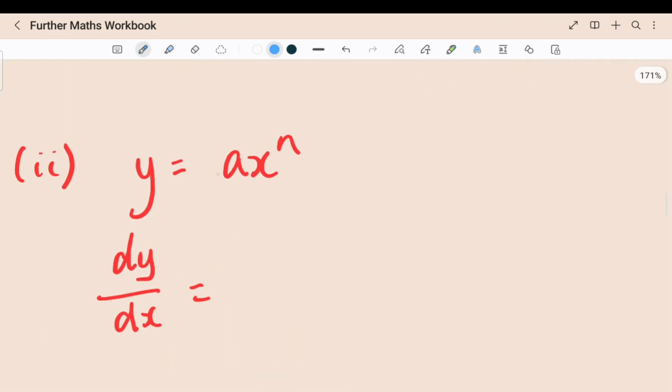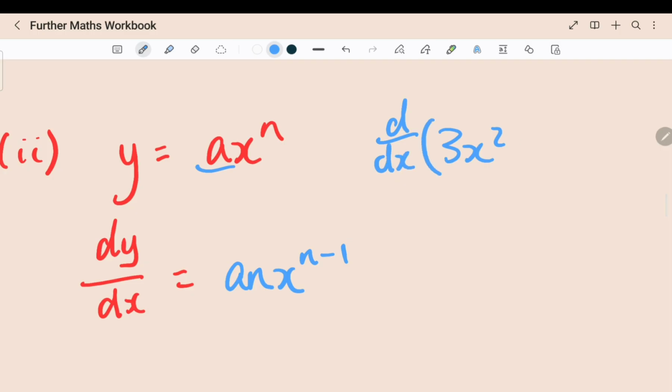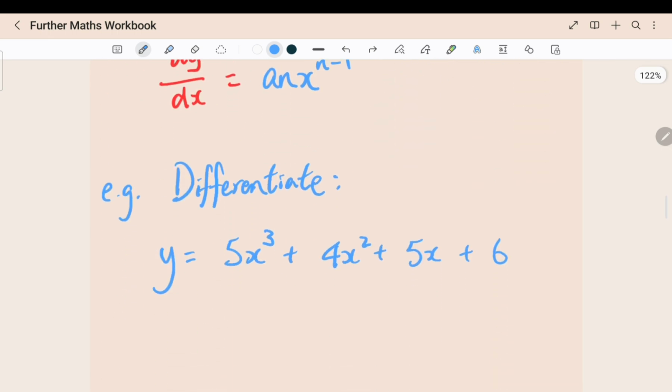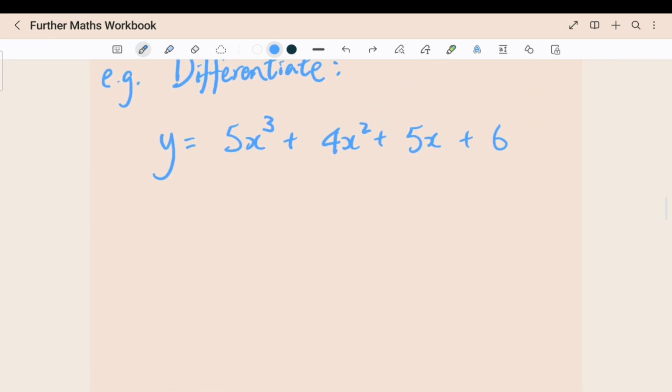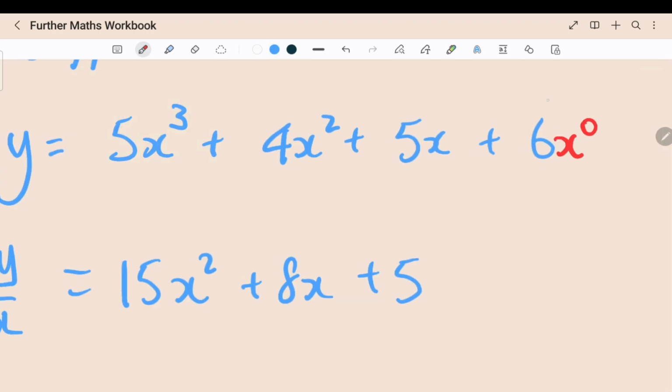Now for something with a coefficient next to the x, it's the exact same procedure, but you need to multiply it by the coefficient as well. So for example, 3x squared, if I differentiate that, I will get 6x because I'm pulling down the power, multiplying by the coefficient, reducing the power by 1. So very quickly, if we differentiate this, we can say that dy by dx, because I'm differentiating y in terms of x, is equal to 15x squared, because I'm pulling down the power, reducing the power by 1, plus 8x plus 5. And the 6 actually disappears because we have 6x to the 0. So when we pull down the 0, everything disappears.